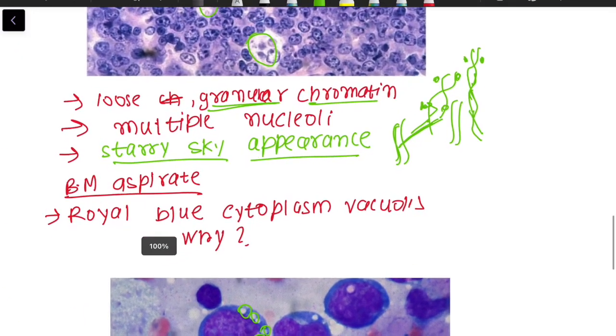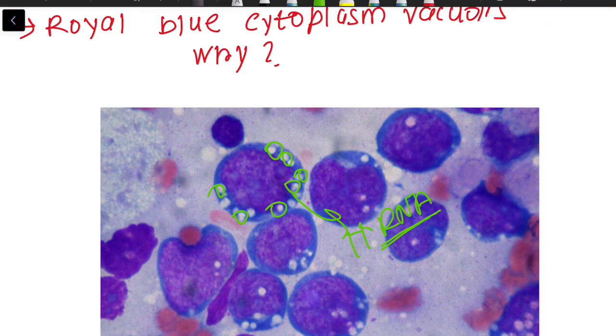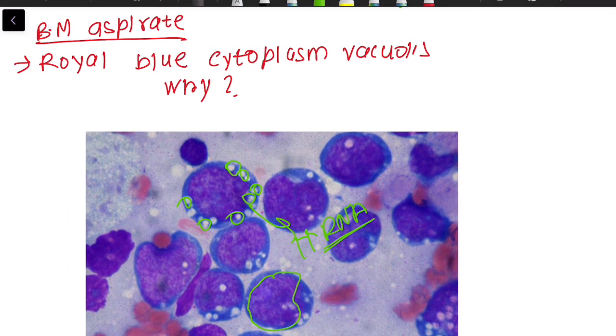Now if I talk about the bone marrow aspirate, we see royal blue cytoplasm. We see these cells which do not have multiple nucleoli. You see a single nucleus, but you're not seeing nucleoli, and they have royal blue cytoplasm and vacuolated cytoplasm. Now these are the Burkitt lymphoma cells only, but why have they suddenly changed?